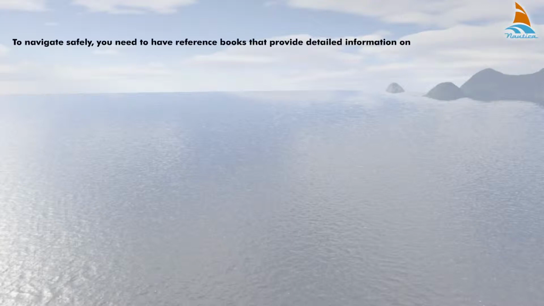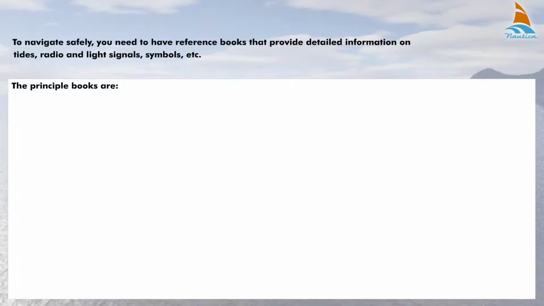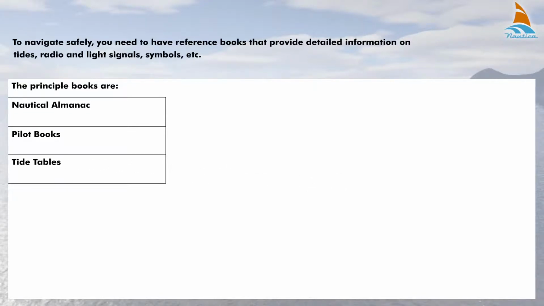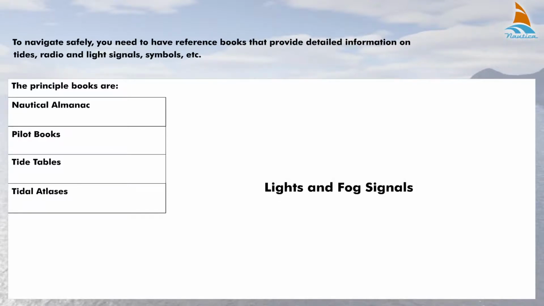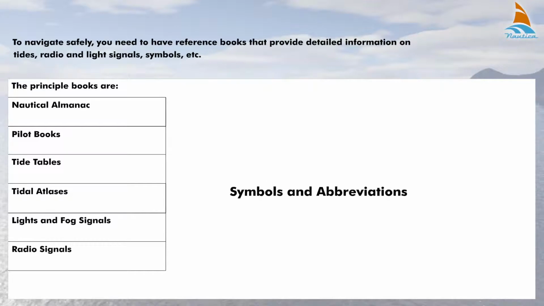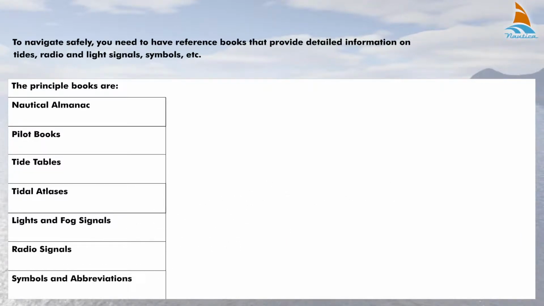To navigate safely, you need to have reference books that provide detailed information on tides, radio and light signals, symbols, etc. The principal books are: 1. Nautical Almanac, 2. Pilot books, 3. Tide tables, 4. Tidal atlases, 5. Lights and fog signals, 6. Radio signals, 7. Symbols and abbreviations. Let's have a closer look at these books.